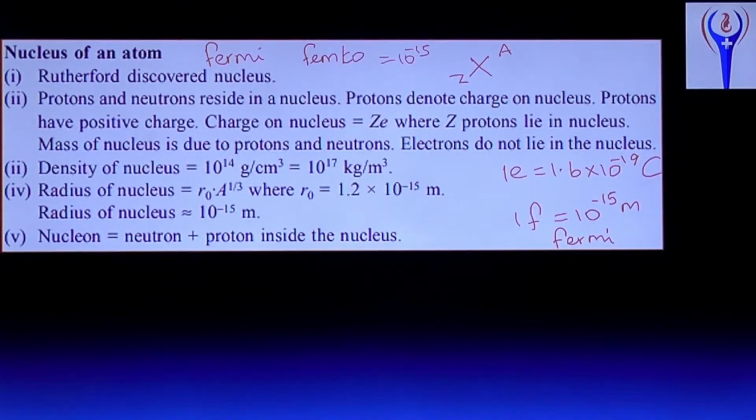So the radius of the nucleus is R equal to R naught into A power 1 by 3, and therefore the radius of the nucleus is approximately 10 power minus 15 meter, very small. And nucleon equals neutron plus proton. A nucleon is nothing but neutron and proton together. Nucleon means nuclear particle.